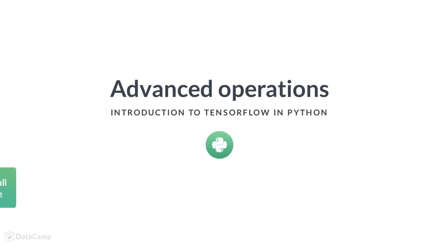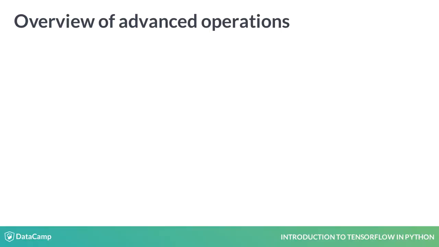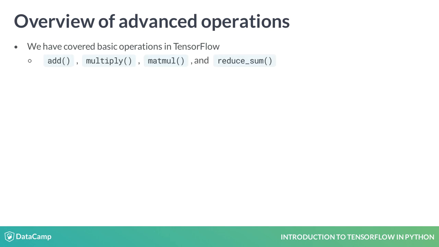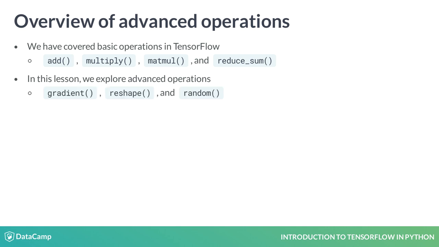In this video, we will cover a selection of advanced operations. Some will be used frequently in later chapters, others will help you to gain intuition about complex machine learning routines. We've already covered basic operations at TensorFlow, including add, multiply, matmul, and reduce sum. In this lesson, we will move on to more advanced operations, including gradient, reshape, and random.